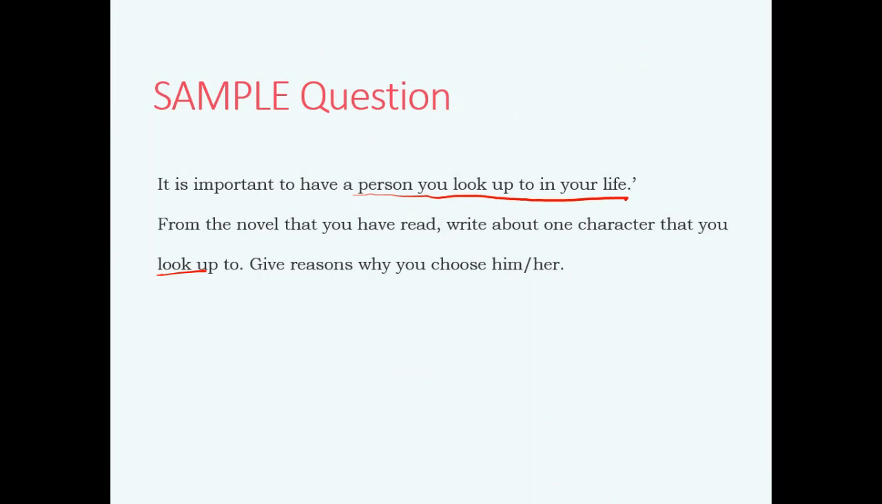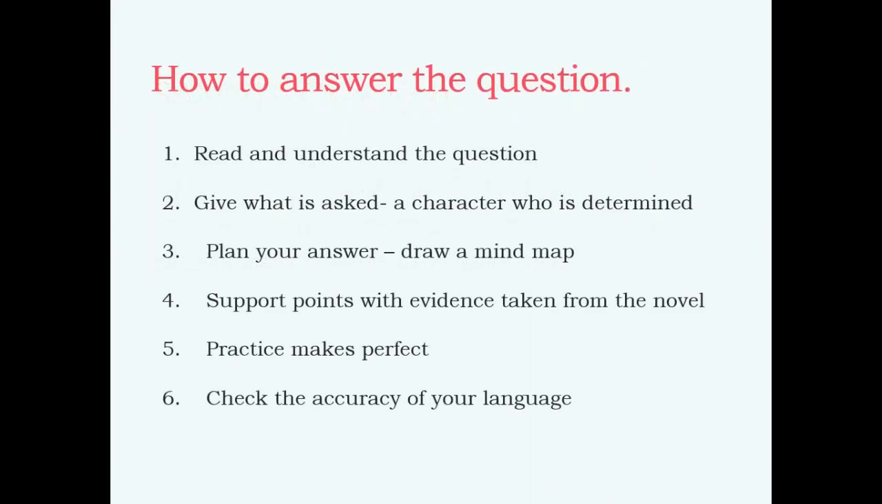So how would you answer this question? First, read and understand the question and give what is asked: a character who is determined. Plan your answer and draw a mind map. That means you choose a character, what his traits are, and then give supporting details. Support your points with evidence taken from the novel. Practice, check the accuracy of your language, and always revise whenever you finish.